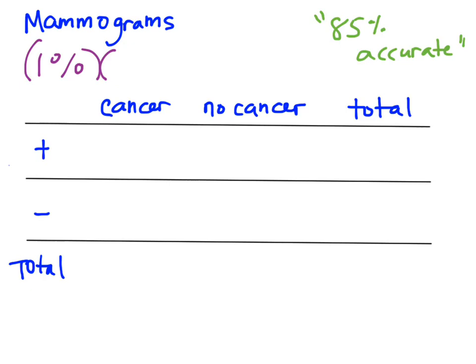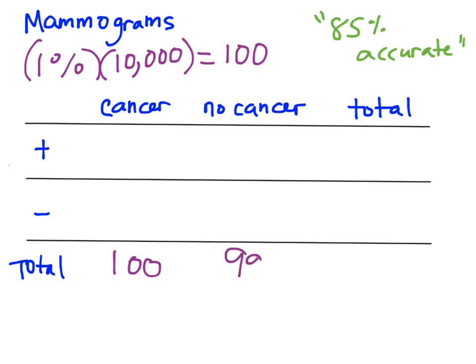All right, so roughly 1% of 10,000 women, what we're saying here is that roughly 1% of them would have cancer, and then the rest would not. All right, so that's 100 women who do have cancer, and then the other 9,900 do not. Okay, so here's where we bring in the 85% accuracy.